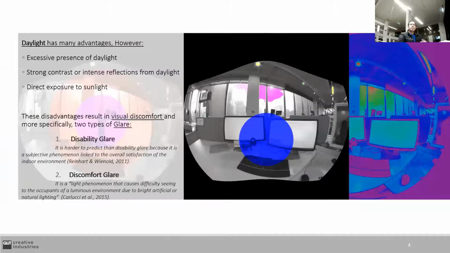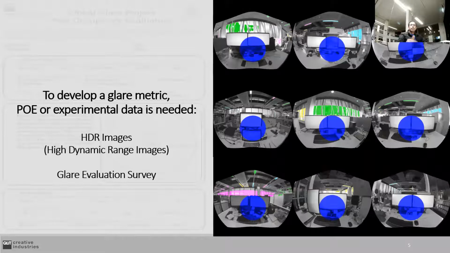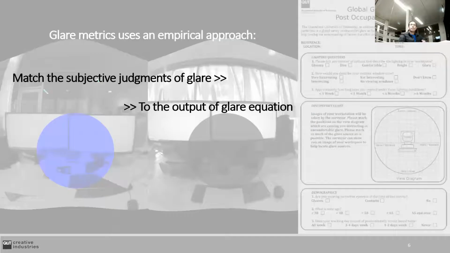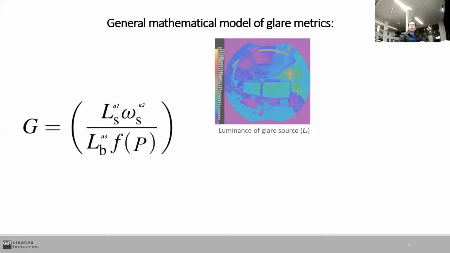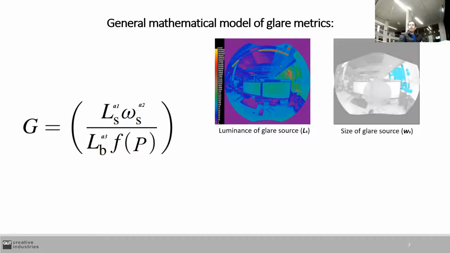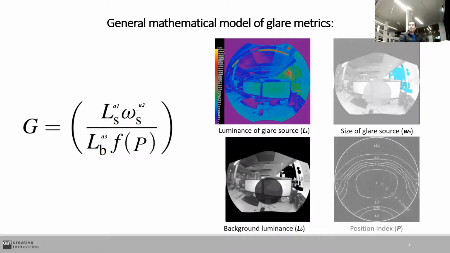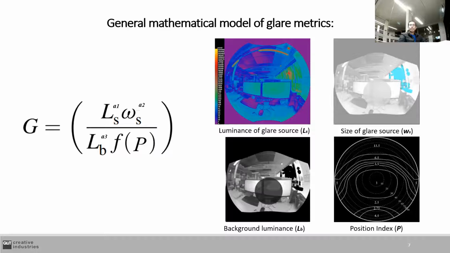However, too much light becomes a problem as it can produce glare. So in order to develop metrics for glare prediction, what we need to do is to collect data using HDR images and correlate it with a survey. The main idea is to match the subjective judgment of glare and correlate it with the output of glare equations. Usually, a glare equation consists of 4 elements, which are the luminance of the glare source, the size of the glare source, the background luminance, and the position index.